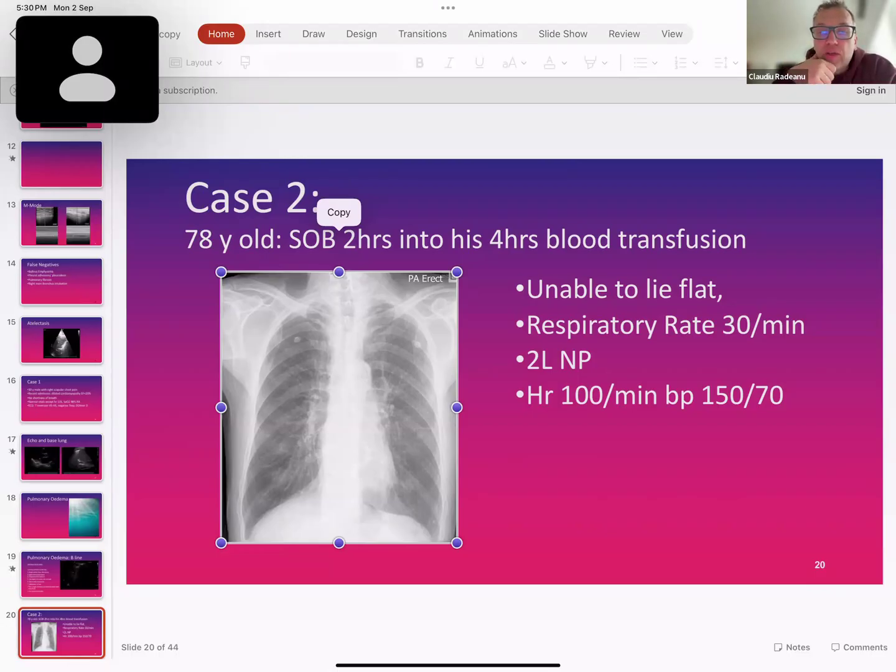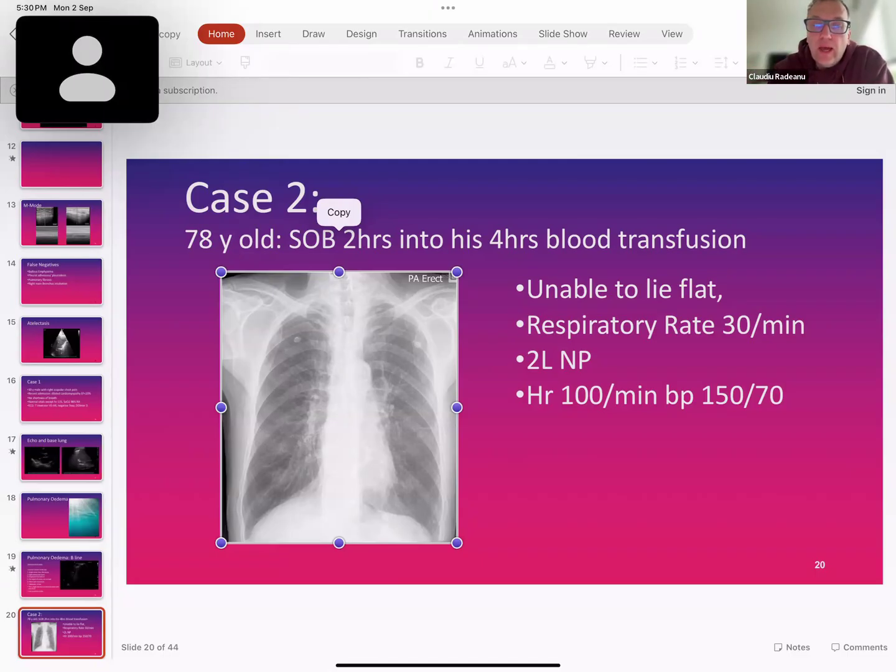So he had a chest X-ray that looked like this, and it didn't look like any consolidation or pulmonary edema. But again, in the early stages of acute pulmonary edema, the chest X-ray appears normal. Okay, so just bear in mind that a chest X-ray has its own limitations as well.